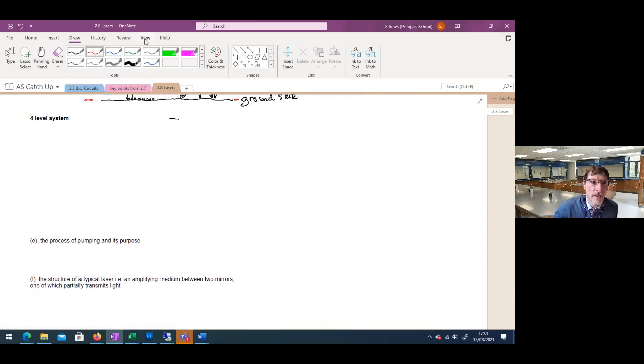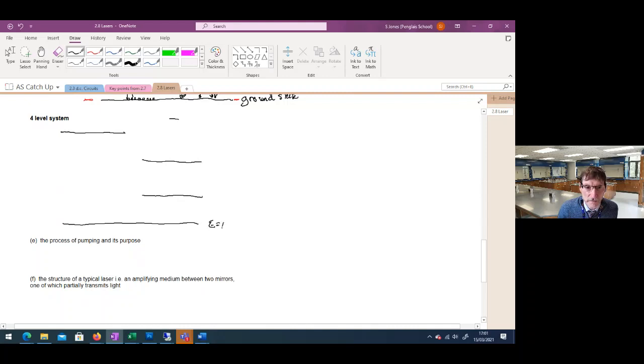Well, a 4-level system, let's go back to that color. Let's draw a 4-level system then. So again, we've got our ground state. This won't take long to explain because it's of the same principle. We've got our energy level up there we're going to pump to, and energy levels there and there. So I'm going to go E equals 1, E equals 2, E equals 3, and this time E equals 4.